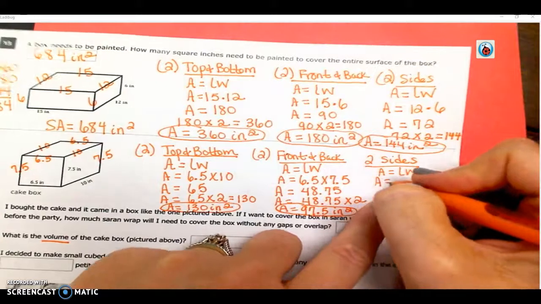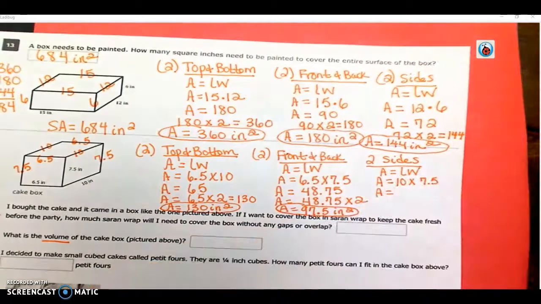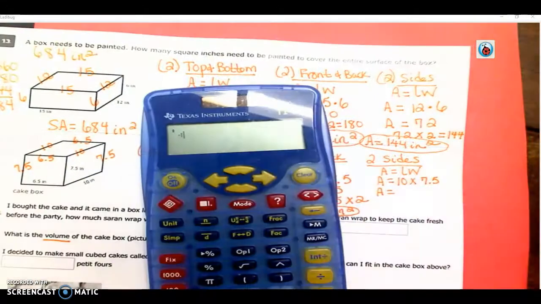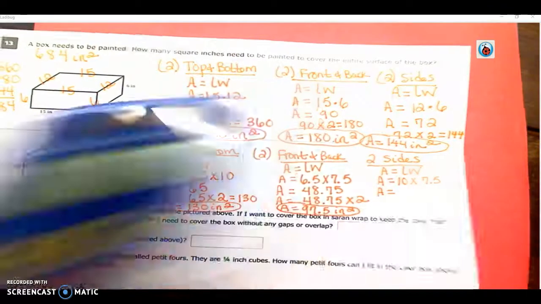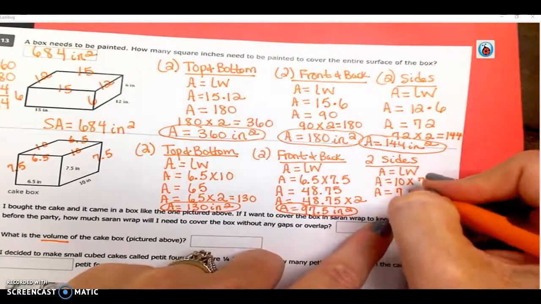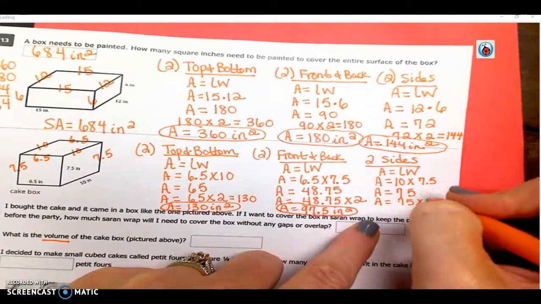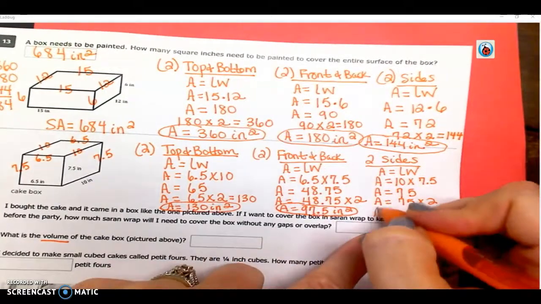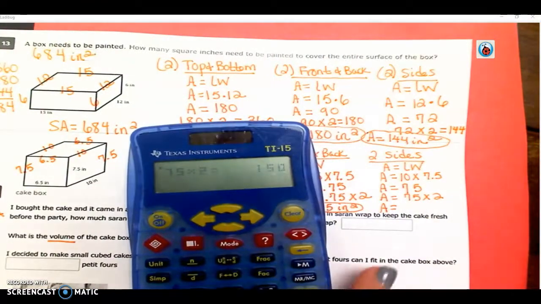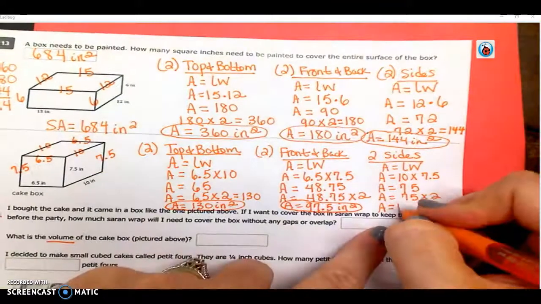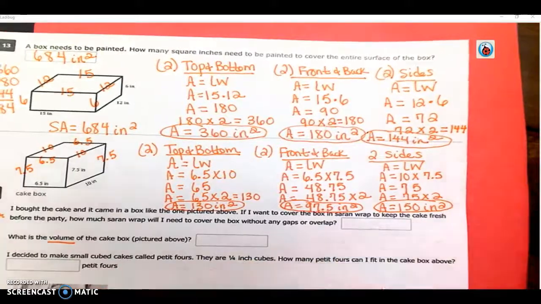So area equals 10 times 7.5. Okay, so let's go ahead and do 10 times 7.5. That gives us 75. However, we're going to have 75 times 2 since there are two sides with the same measurement. So 75 times 2 is going to give us 150 inches squared. And this is going to be the area of those sides.